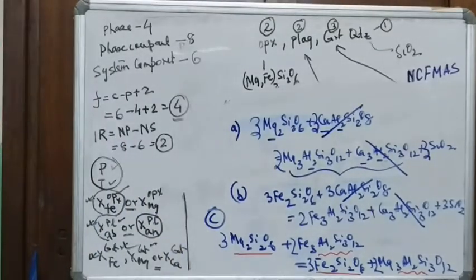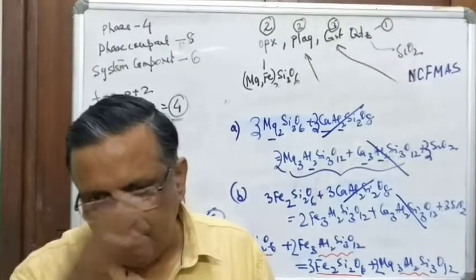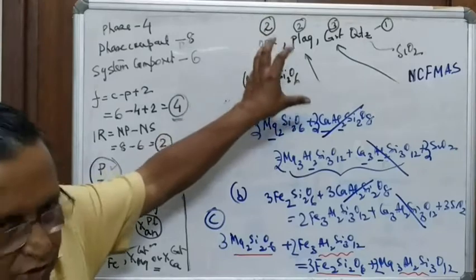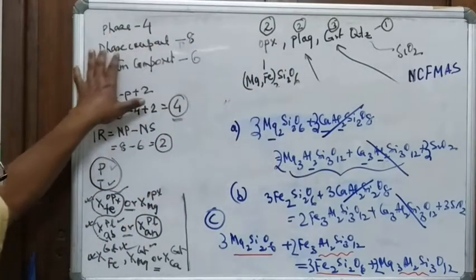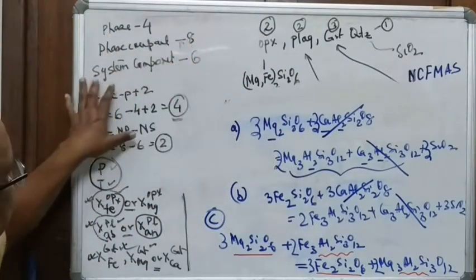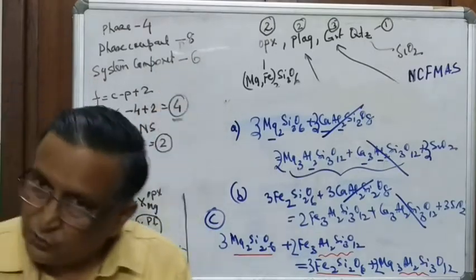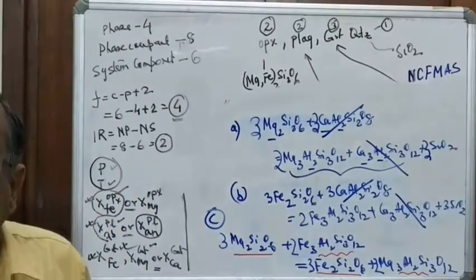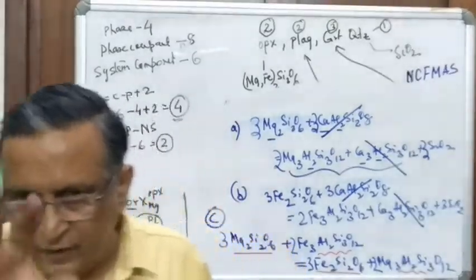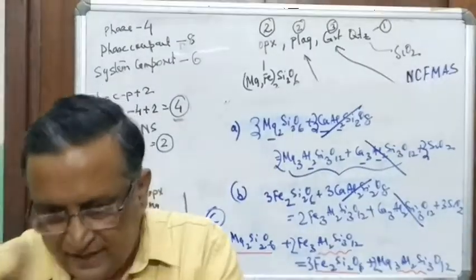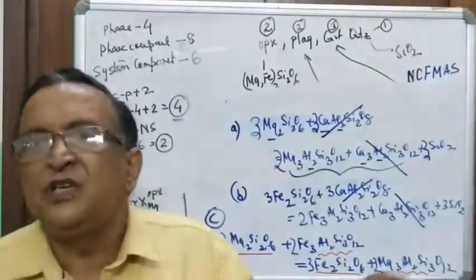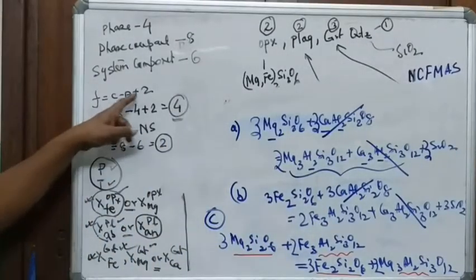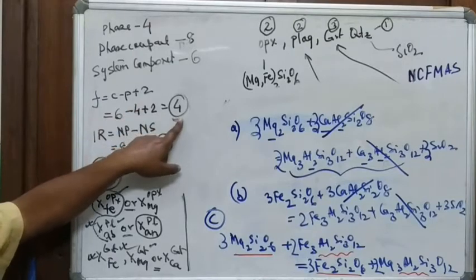Right? So what did we do? We took a texture of pyroxene plus plagioclase, giving you garnet plus quartz corona, and we took that assemblage and found out the phases, then we found out the phase components, then we found out the system components. This we found out only after we wrote the compositions of the minerals. Only after we wrote the compositions of the minerals, we were able to identify the different phase components and the different system components. Right. After that, we found out the Gibbs phase rule, and we saw the variance is 4.